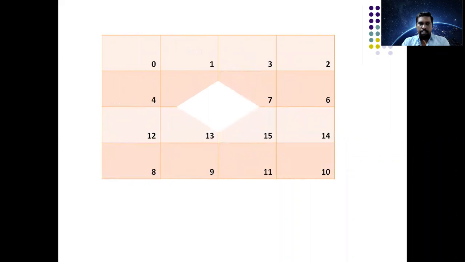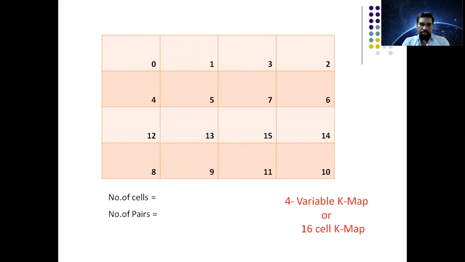Now, very important one, and it looks confusing, but if you understand clearly, it is easy. The name is 4 variable K-map or 16 cell K-map, and the observations will be the same. First, number of cells equal to 16, by observing the same diagram starting from 0 and ending at 15. Total you will have 16 cells in your K-map.